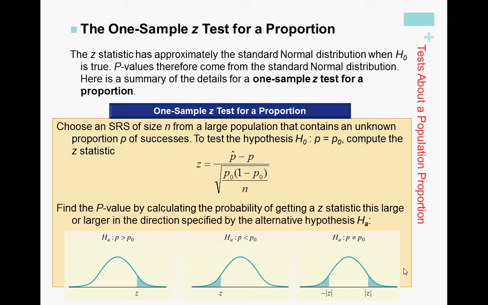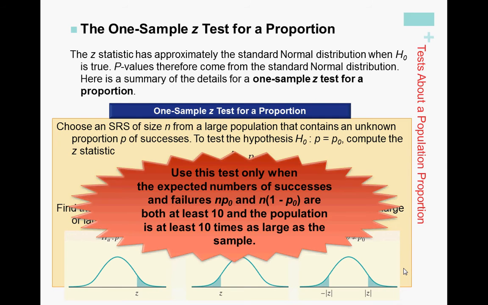Okay, don't forget, use this test only if the expected number of successes and failures based on the null hypothesis, n times p naught and n times 1 minus p naught, are both at least 10, and the population is at least 10 times as large as the sample if we're sampling without replacement. So just a reminder there about our conditions.